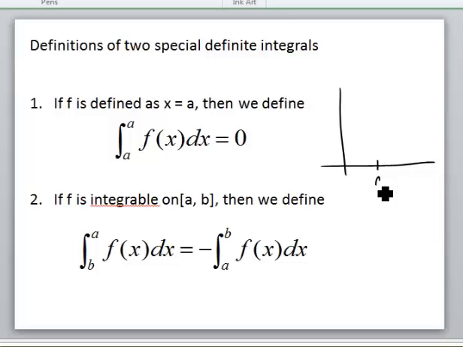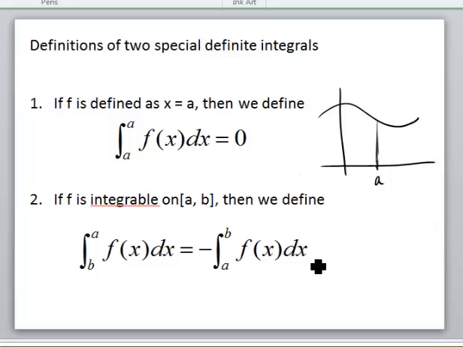If I'm not moving anywhere and I'm finding the area underneath the curve from a to a, I'm not creating any area underneath the curve. And so there would be no area. There would be no rectangles under here is what we can talk about. The width of it would be 0. 0 times the height is still 0. So the area underneath that curve is 0.